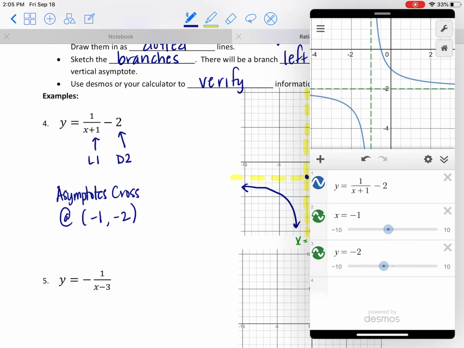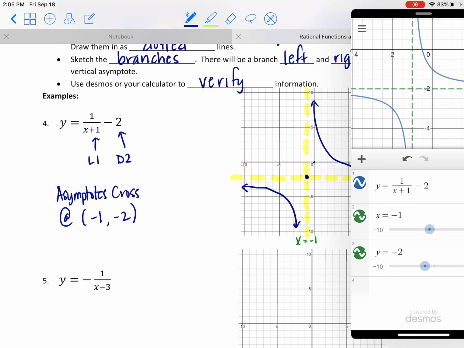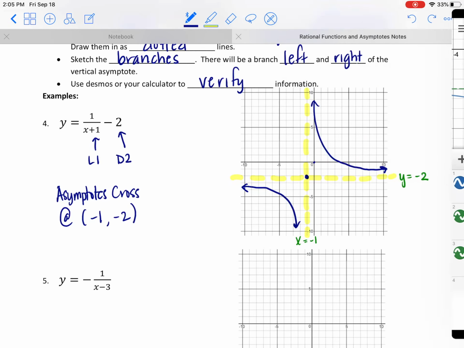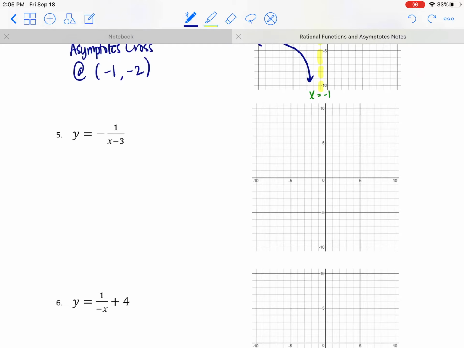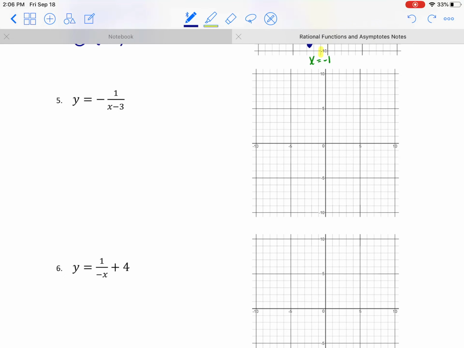I want to see your function, I want to see the equations for your asymptotes, and I want to see all three of those items in the picture. Okay, and make sure that you're zoomed in a way that I can see all of it. Alright, so that's exactly what you should be submitting. And I can see on my paper that's exactly what's happening there. Alright, so let's try another one.